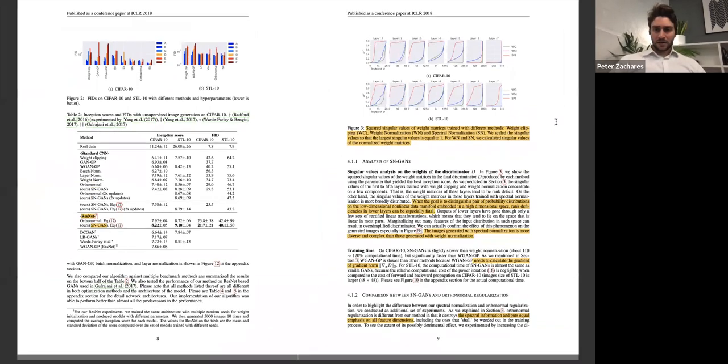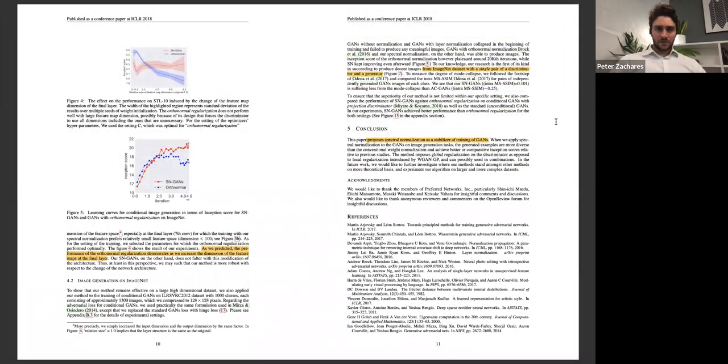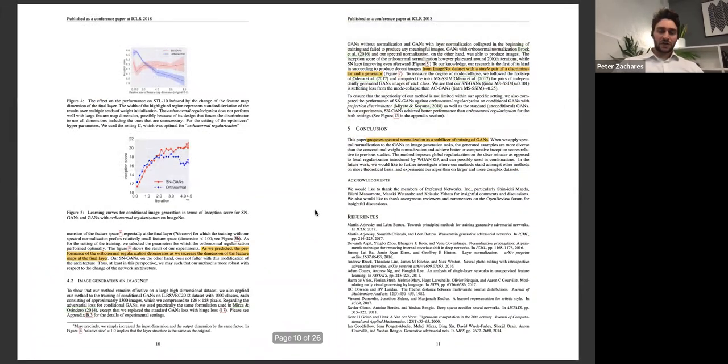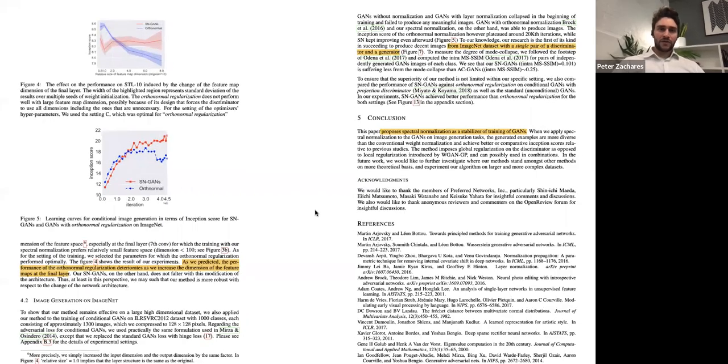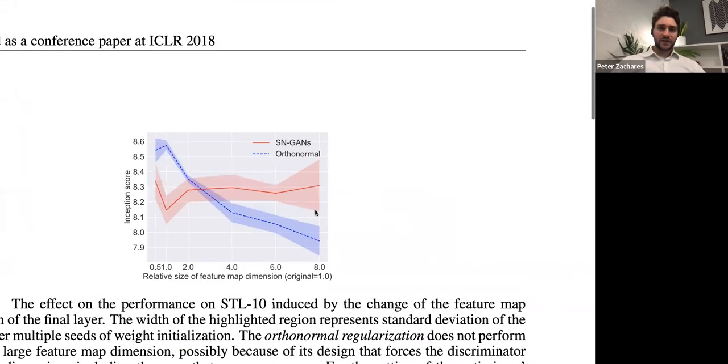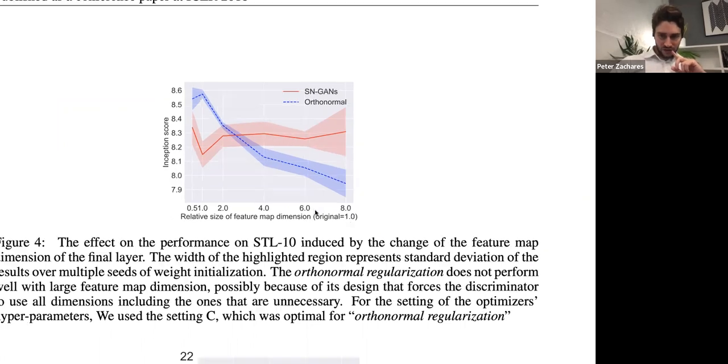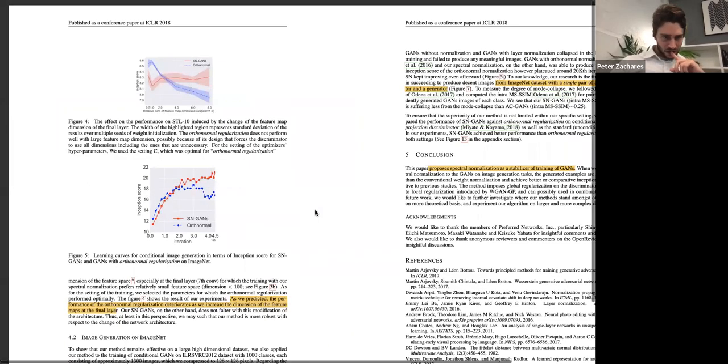And then let's see. Okay. And then the last result is just where they compare orthonormal regularization to spectral normalization. And they basically show that the performance of their method doesn't, what was it? I'll just look at what I highlighted. It says, as we predicted, the performance of orthonormal regularization deteriorates as we increase the dimensions of the feature map at the final layer.